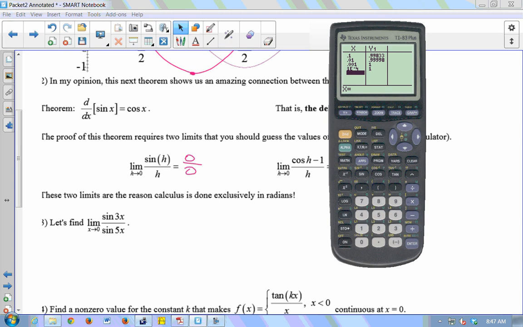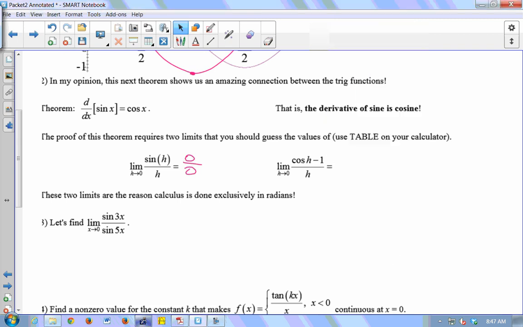We'll approach from the other side, -0.1, -0.01. Does it look like my y values, sine x over x, are approaching a specific value? What is that value? 1. Good. So it looks like my limit is 1. So that's an important fact.